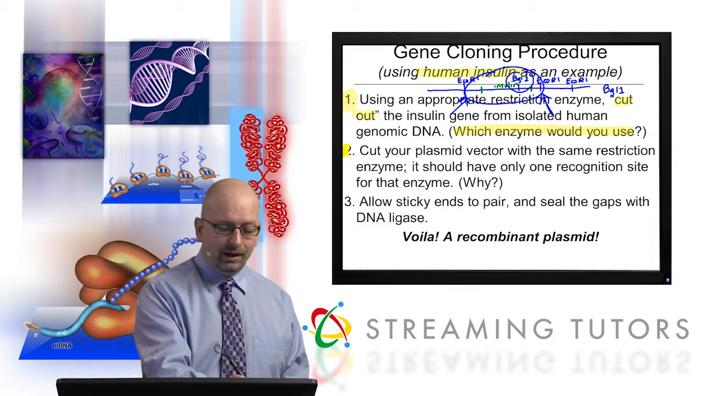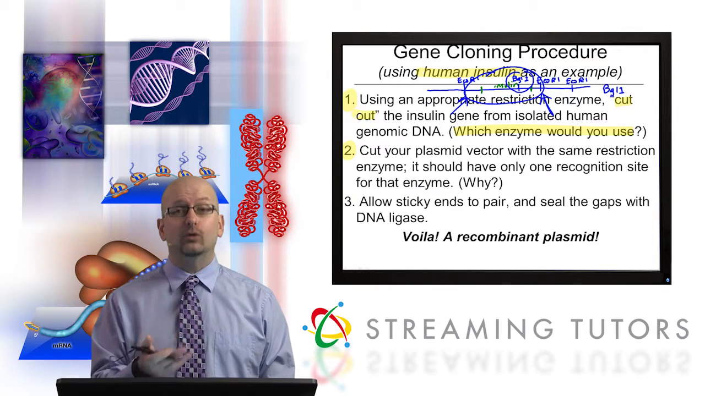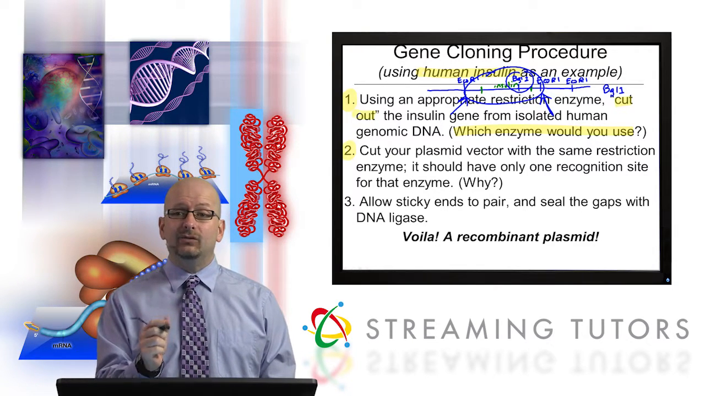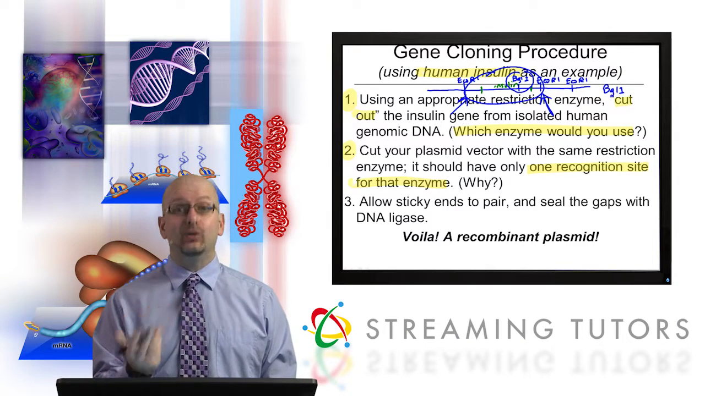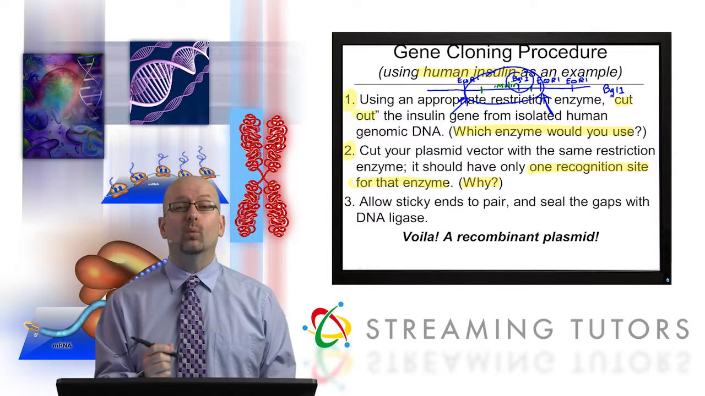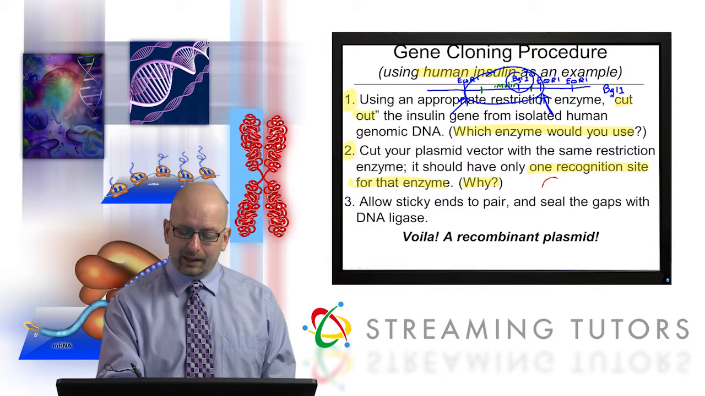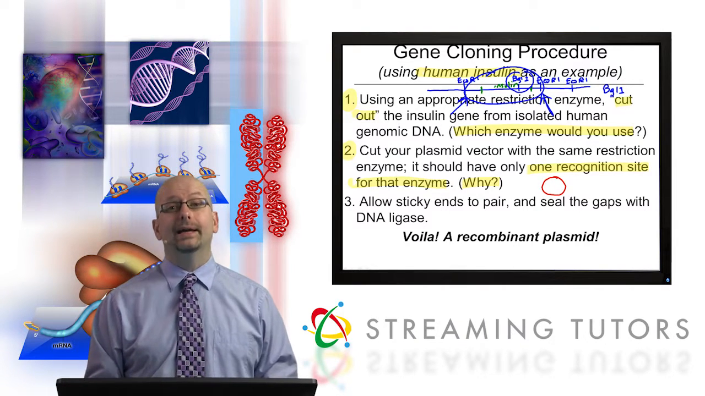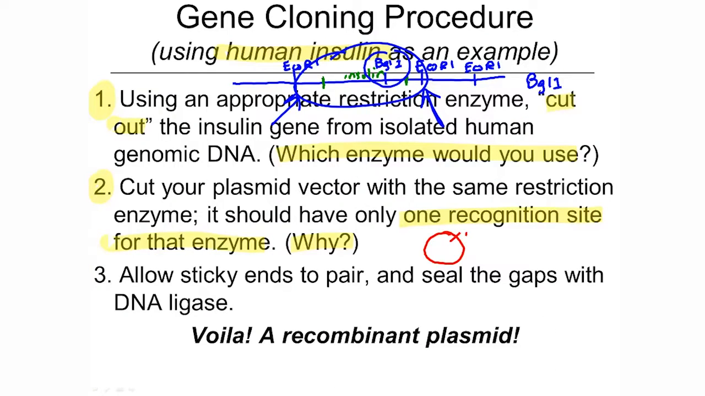At the same time, but separately in a separate test tube, you're going to take your plasmid vector, which you've also chosen fairly carefully, and it needs to have one recognition site for that enzyme, and you have to use the same enzyme. Now I ask, why do you want one and only one recognition site? So let's explore that just a little bit. A plasmid, unlike a human chromosome, is circular in nature. So let's make an EcoR1 site right here.